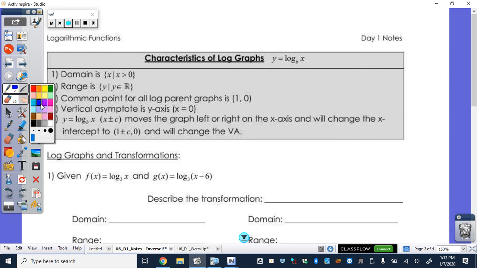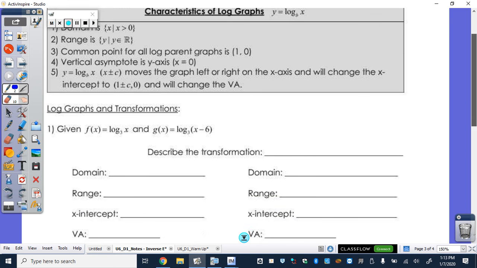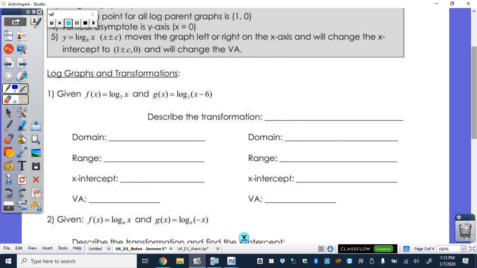So if we take a look at the next page, that top box just summarizes what we just went through, the same characteristics that they have. So this is going to help you review Unit 4 a little bit here. Transformation rules are all the same. So if I subtract 6 there from x, which way is that going to make my graph move? Right. 6. That's going to make my graph move to the right 6.